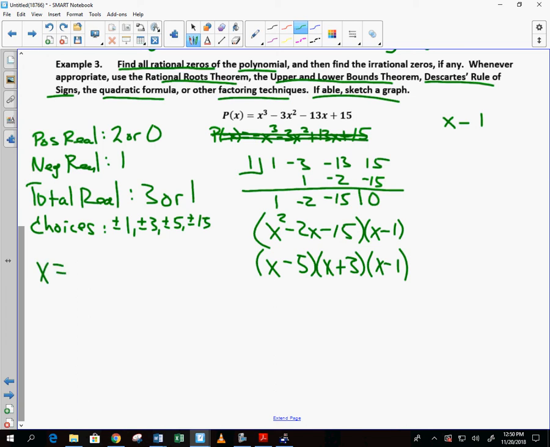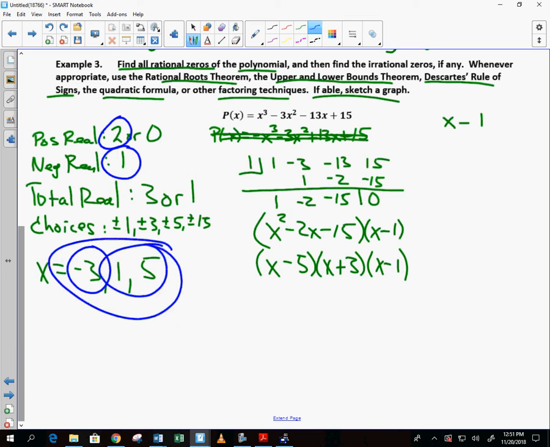Hey, I know my solutions. I get negative 3, positive 1, positive 5. Wait a minute. Didn't I say at the very beginning that there would be how many negative real solutions? And how many do we have? How many positive real solutions were we going to have? How many do we have? How many total solutions do we have? See, we were able to diagnose ahead of time exactly what we were going to get.